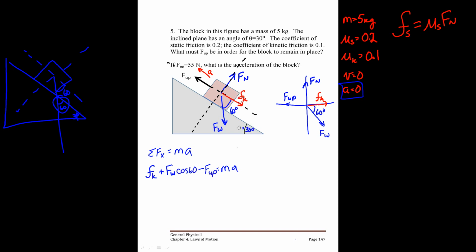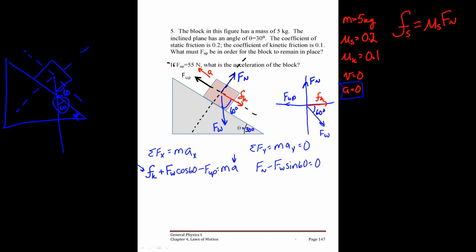All right, and then the sum of the forces in the y direction, that's equal to ma(y). This is ma(x). Now, the acceleration in the y direction is equal to 0. So this is going to be just like what I had before. Fn minus Fw sine of 60 equals 0. Okay, so now I have a couple different unknowns. I don't know what Fk is, and I don't know what the acceleration is.